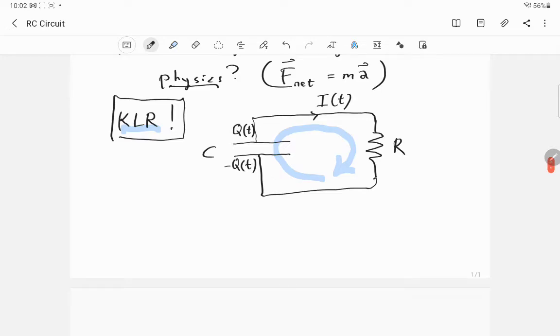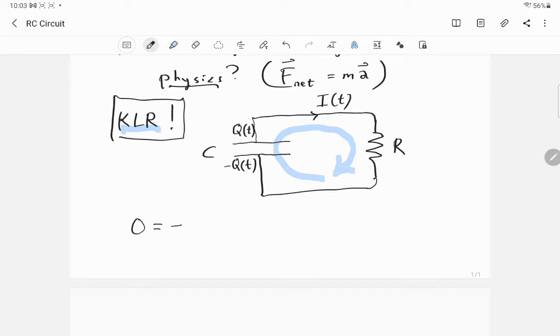So if you look, the sum of the drops adds up to 0. But as I move along, so here's my pointer, as I move along the loop, the first thing I encounter is the capacitor. And the way that I go across the capacitor is from low to high, just like in a battery. So this is considered a gain, which is a negative drop. So I'm going to put it in with a minus sign. So this is negative, the voltage across a capacitor.